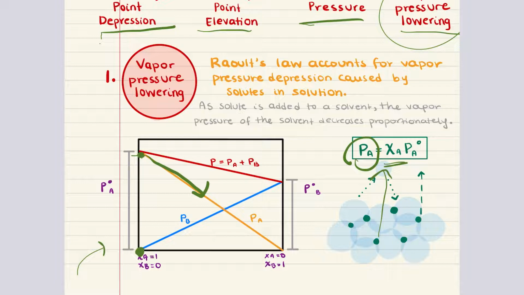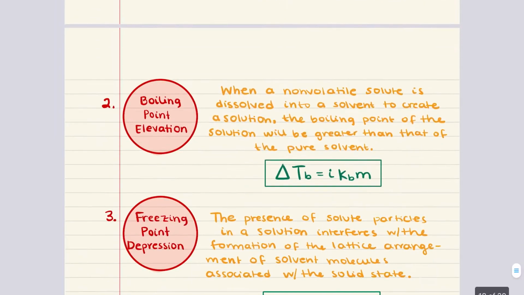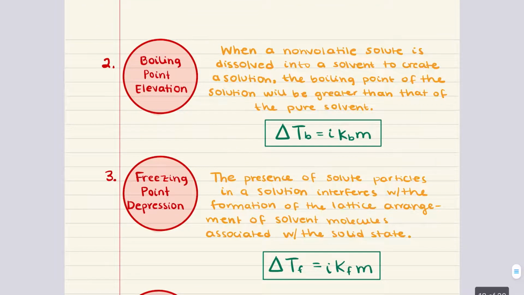Now, this lowering of vapor pressure has significant effects on the other colligative properties as well, like boiling point elevation and freezing point depression. And that leads us into talking about those two. Now, boiling point elevation occurs when a non-volatile solute is added to a solvent, raising the boiling point of the solution relative to that of the pure solvent. Now, this happens because the presence of solute particles lowers the solvent's vapor pressure, requiring a higher temperature to reach the vapor pressure that's necessary for boiling.